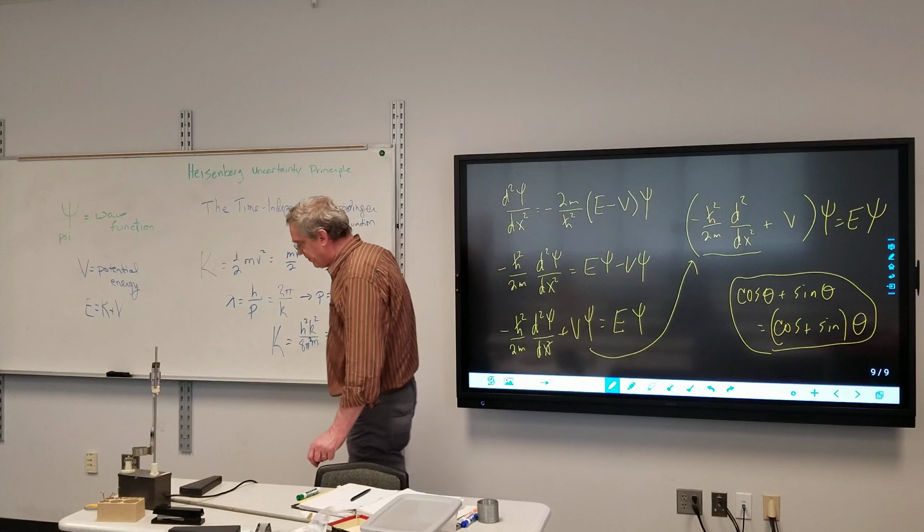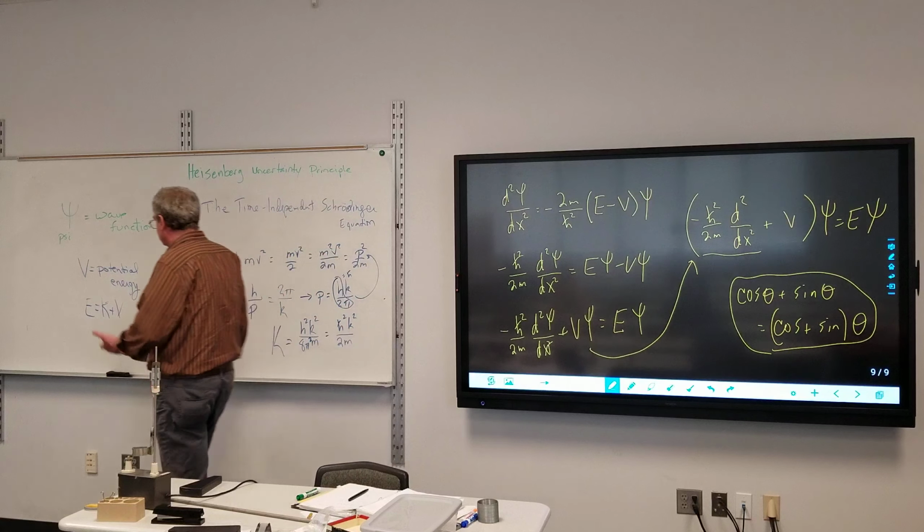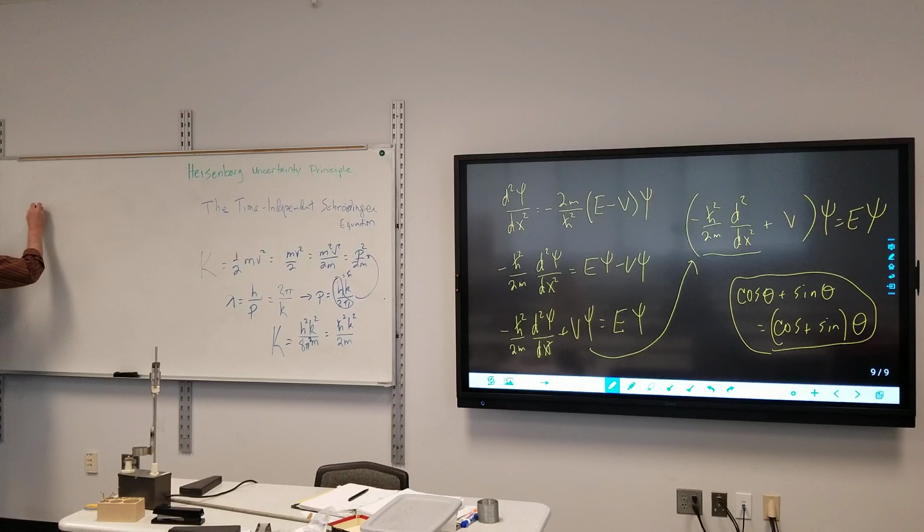We can take it one step further, because that's one-dimensional over there. We can make it three-dimensional. Negative h bar squared over 2m, that's the mass of the particle being described, times the nabla squared psi plus V psi is equal to E psi. So that's the three-dimensional, and the previous one is the one-dimensional Schrodinger's time-independent equation.